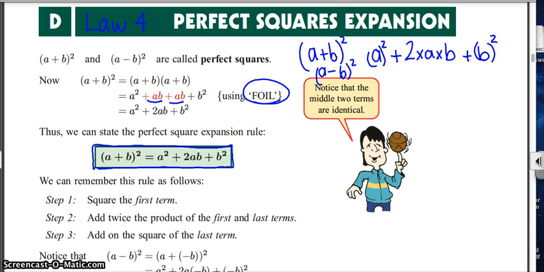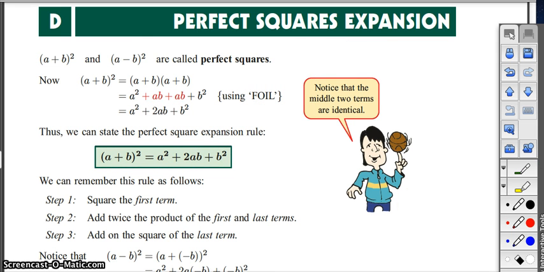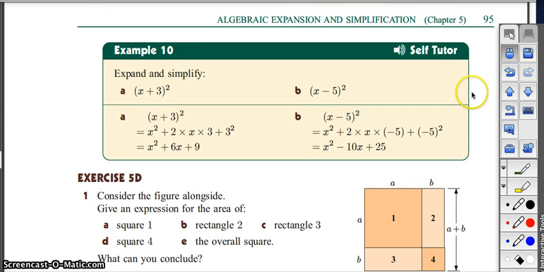All right? And if we fast forward this to a question, which I'll do, we can see how it operates. So we've got x plus 3 all squared, x take 5 all squared, and bearing in mind we've got to square our first, add 2 and multiply it by the numbers in there. Remember that sign belongs to that. All right, and then add the square of the last number. Remember the sign belongs to that.